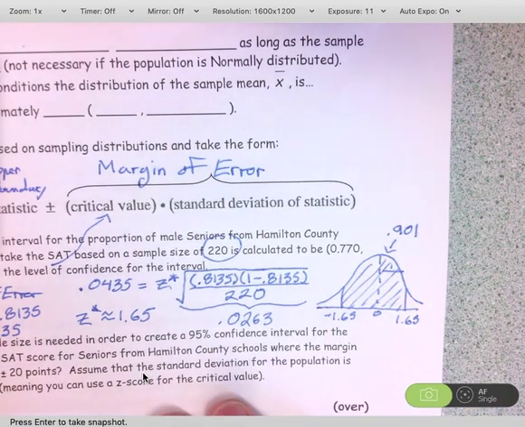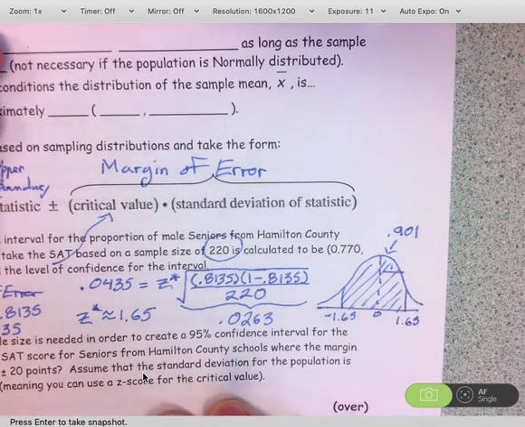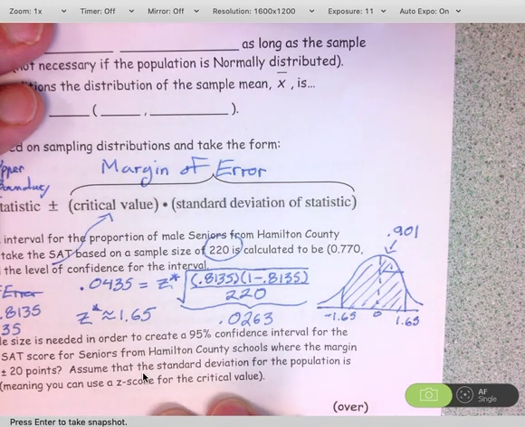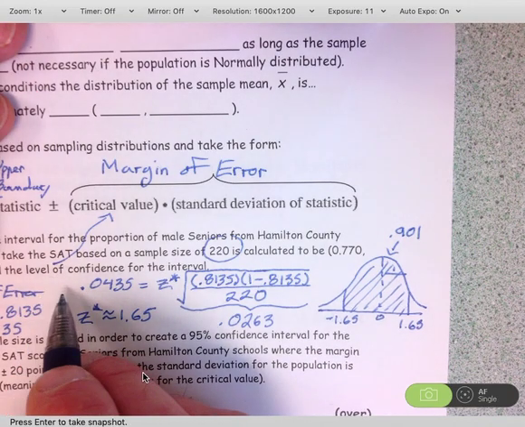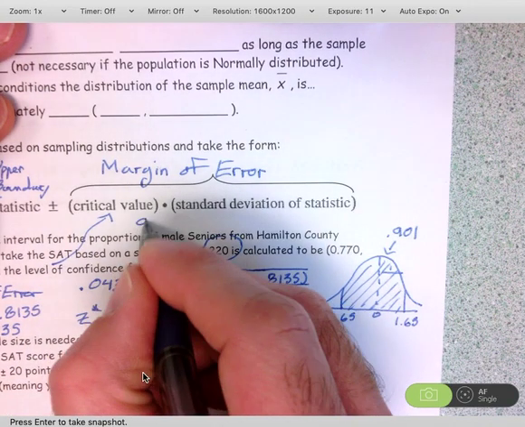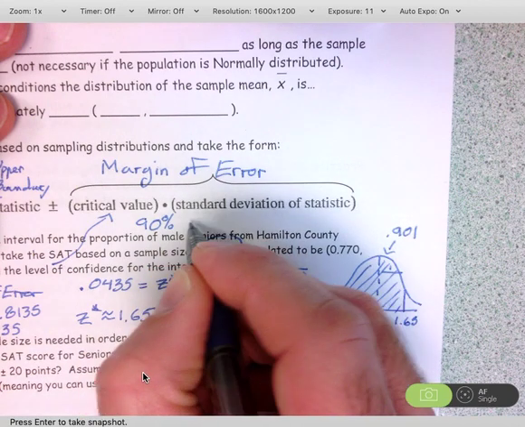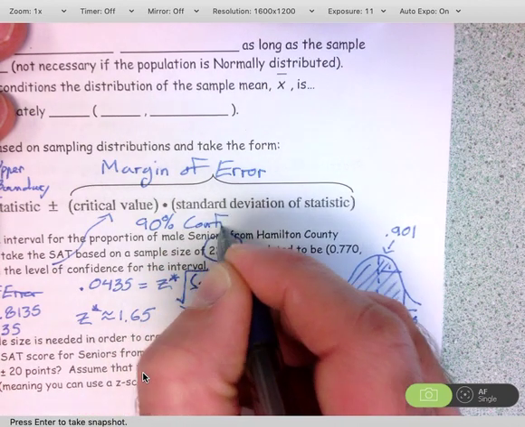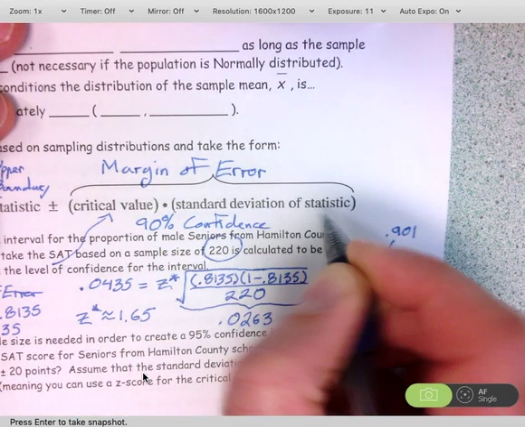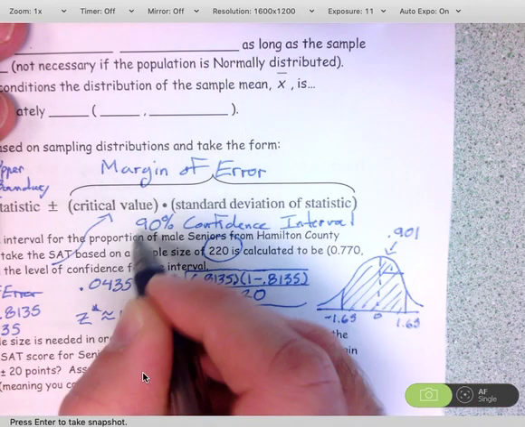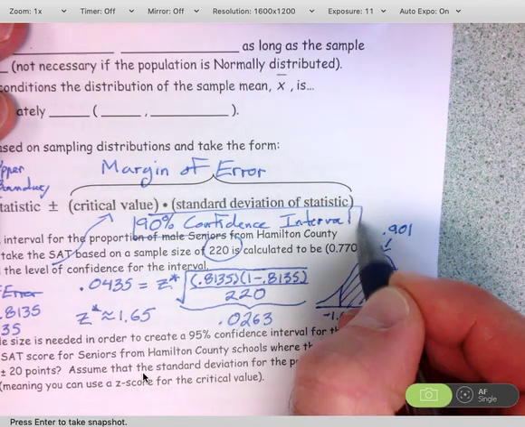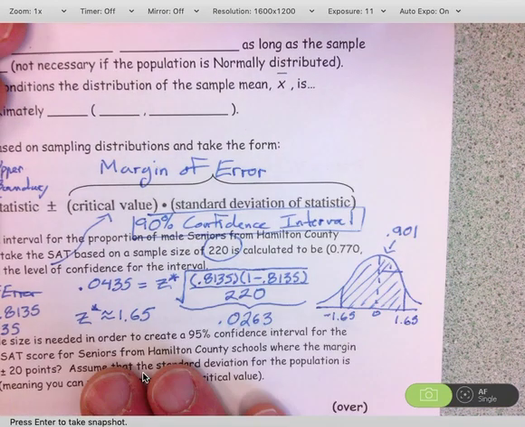But that tells me ultimately the level of confidence. What that tells me is that the level of confidence that we are working with, this is a 90% confidence interval. That's what we've established here, that level of confidence. This is a 90% confidence interval. That's what we just determined.